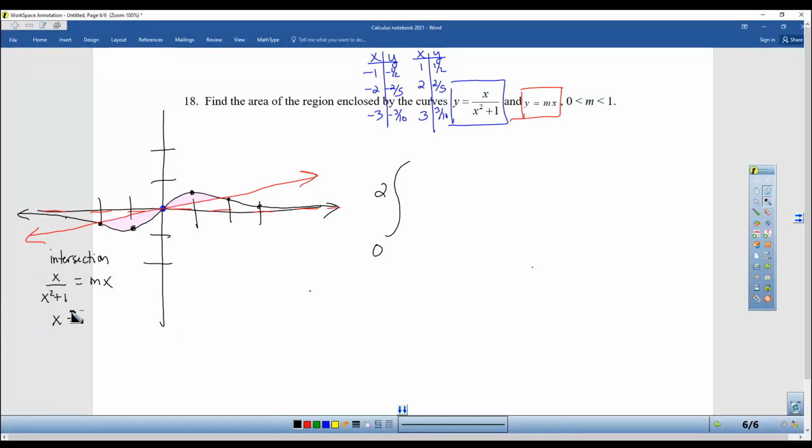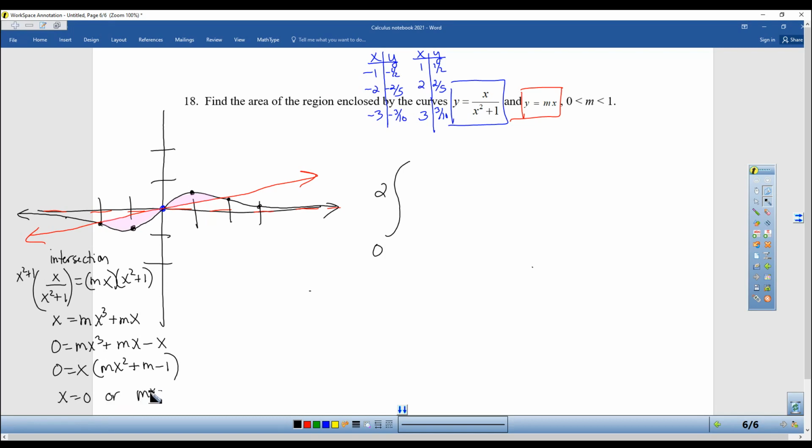Well, we have to. So I am going to clear the fraction, multiply both sides by x squared plus 1, which gives me mx cubed plus mx. So I'm going to set it equal to 0, and I get mx cubed plus mx minus x. I can factor out x first, which gives me x times mx squared plus m minus 1. So either x is equal to 0 or mx squared plus m minus 1 is equal to 0.